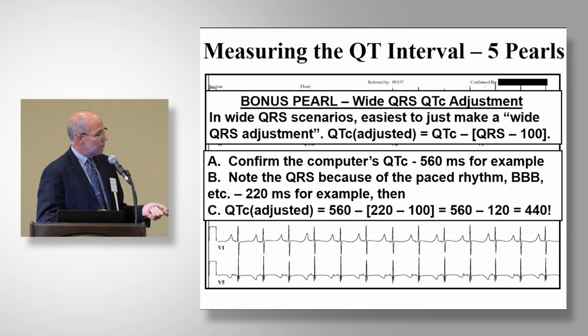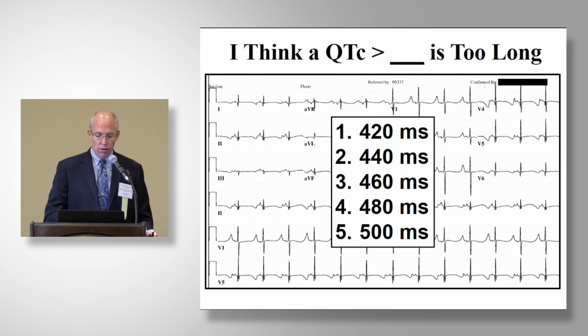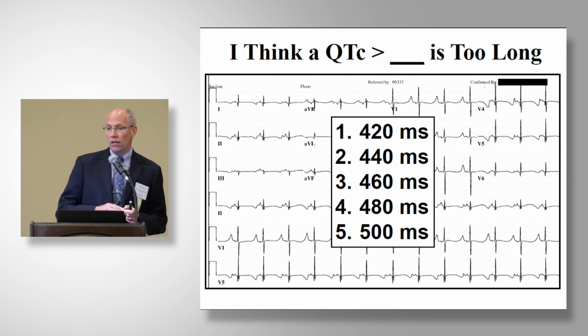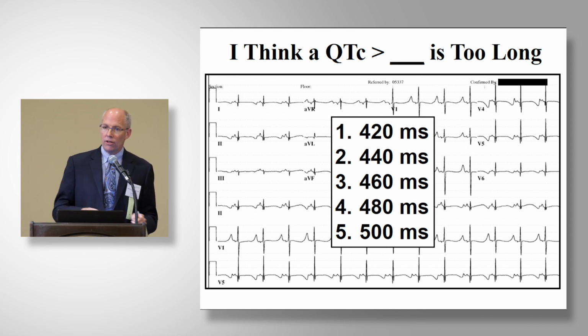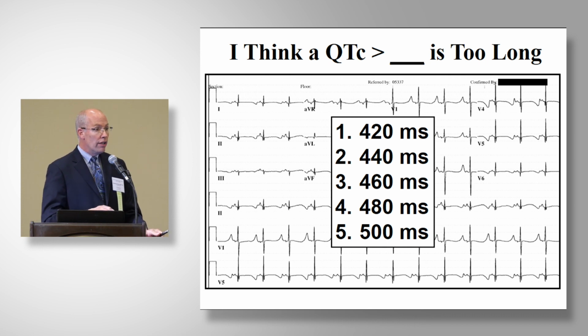Just do an adjustment as if the QRS complex was normal, as if depolarization was normal, and then follow suit there. So you know now how to confirm the QTc. You know these nuggets to make sure you confirm it right. What QTc value should bother you?